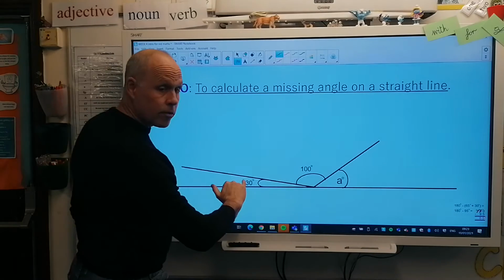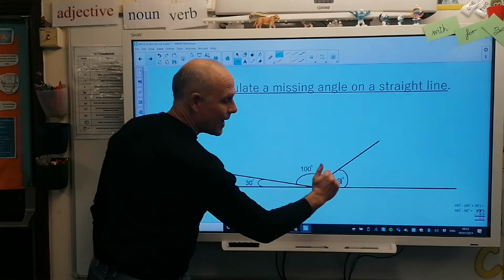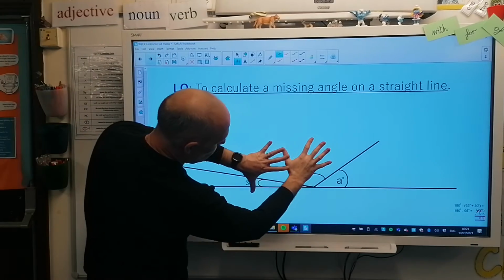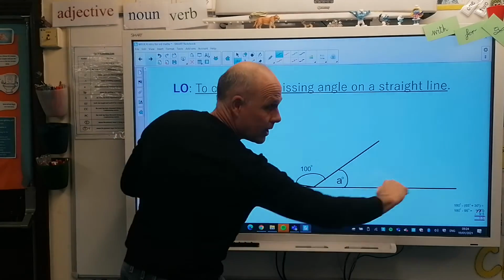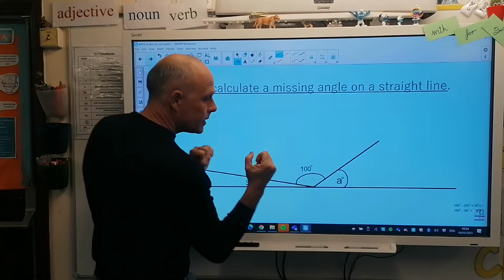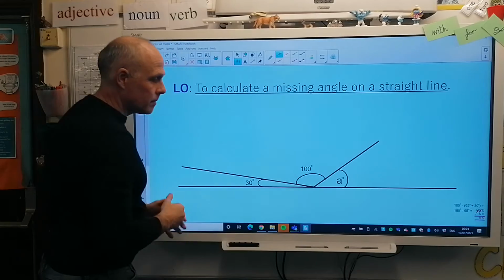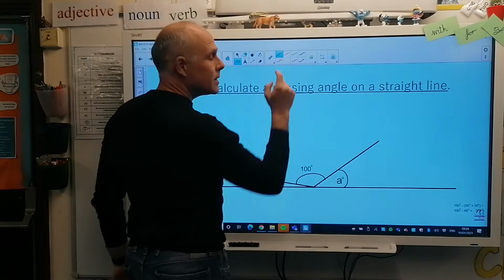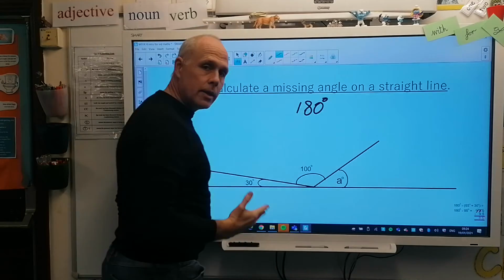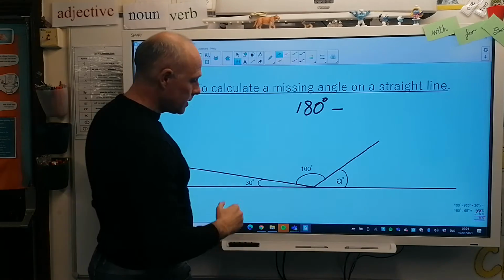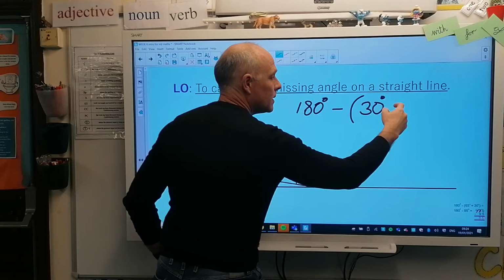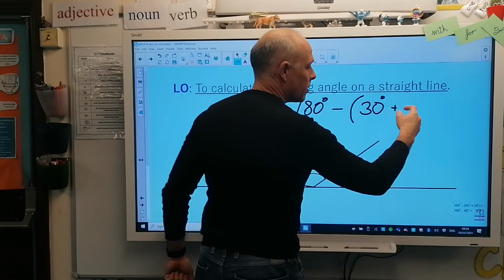Now here we've got 30 degrees, 100 degrees, and our missing angle, A degrees. So we want to take all this away from our 180 degree angle, all of that, that's the 100 and the 30, to leave us with just that angle. So this is how I want you to write it out. 180 degrees, subtract the 30 degrees added to the 100 degrees.